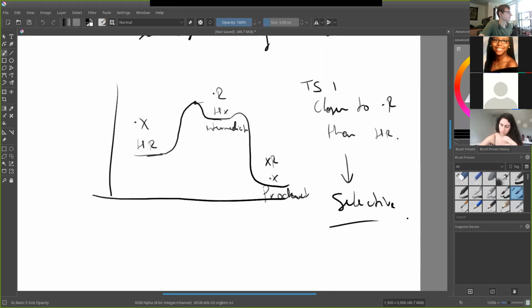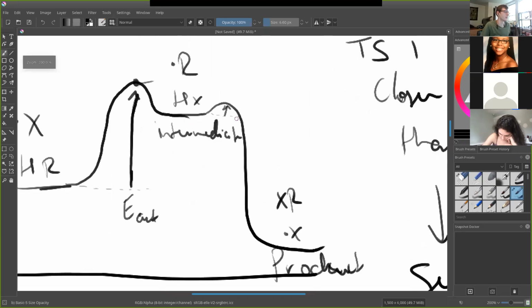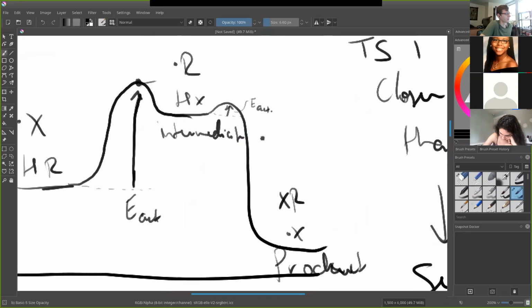Can you draw the arrow in of the activation energy? Yes. Yeah, sorry, yeah. So this is the activation energy right here. And then this is also the activation energy, that tiny arrow. We zoom in. There it is. Really small. That's the activation energy there.